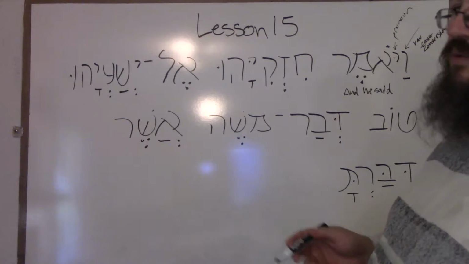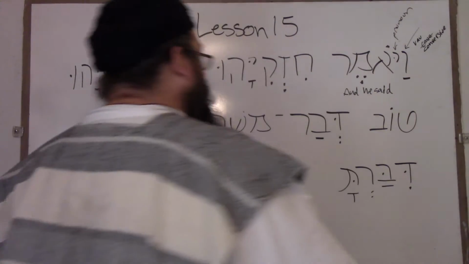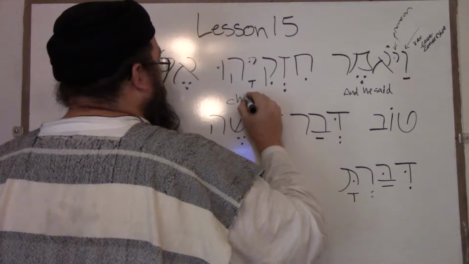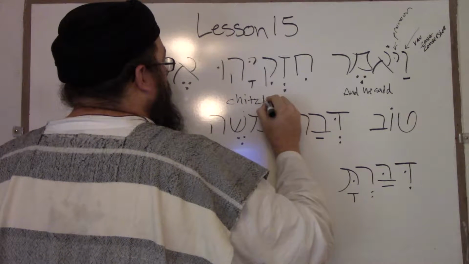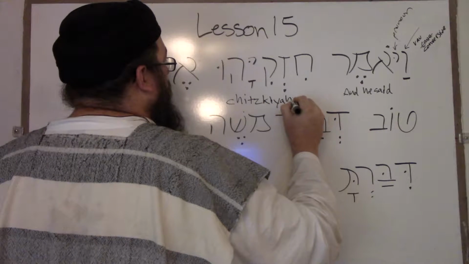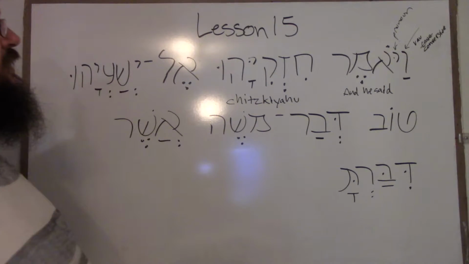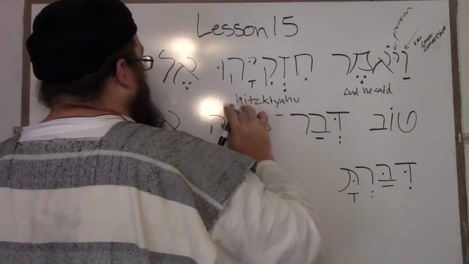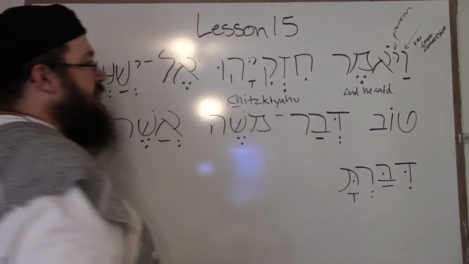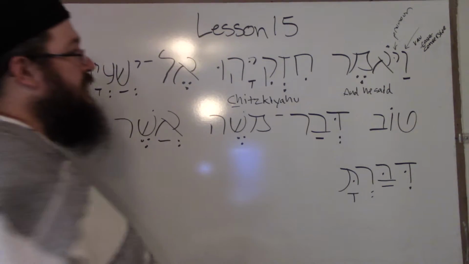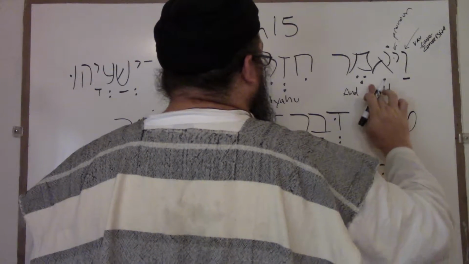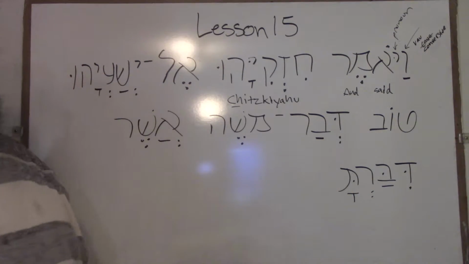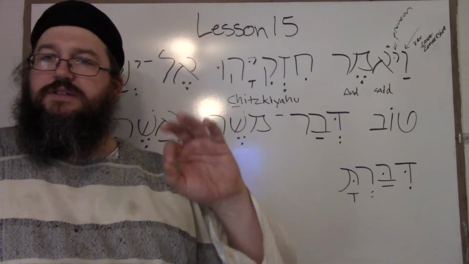So now, we're going to transliterate this. We're going to go Chitz Ki Ya U. Chitzkiyahu. So the CH is the Ch sound. So I'm going to make this capital because it should be capital. So the Ch, Chitzkiyahu. And of course you're just going to eliminate the he, and you're going to put obviously "and Chitzkiyahu said" in here.